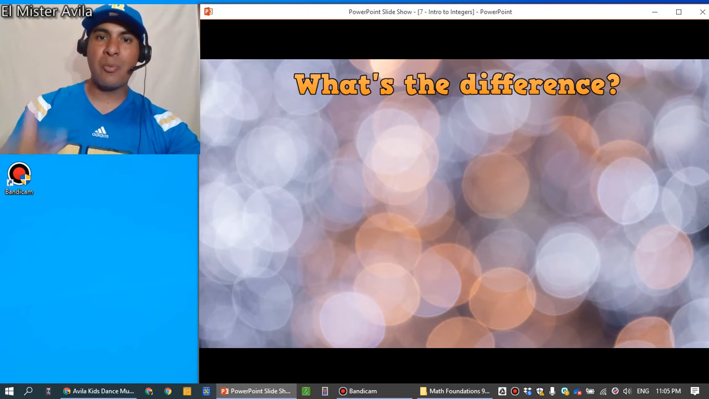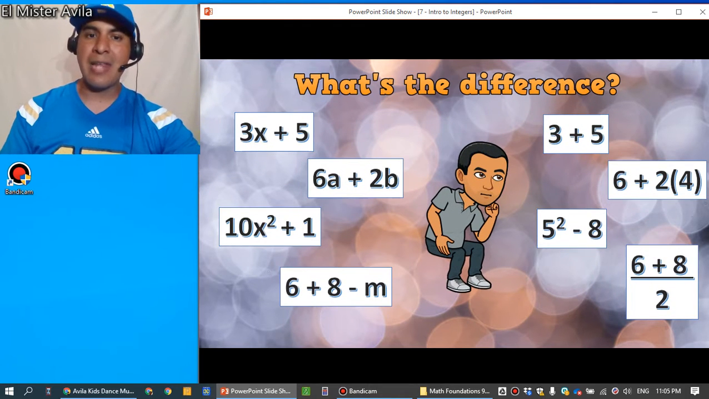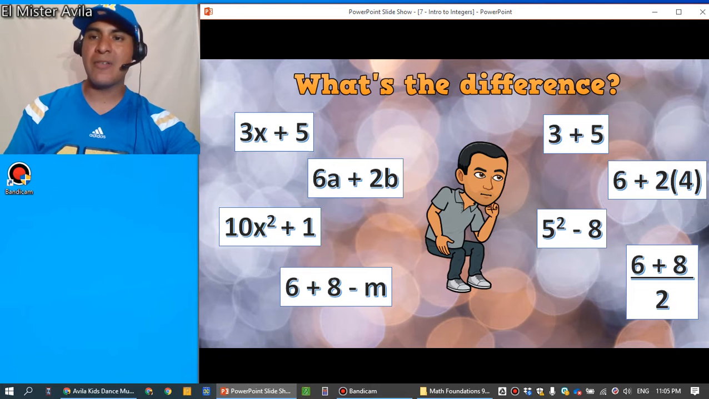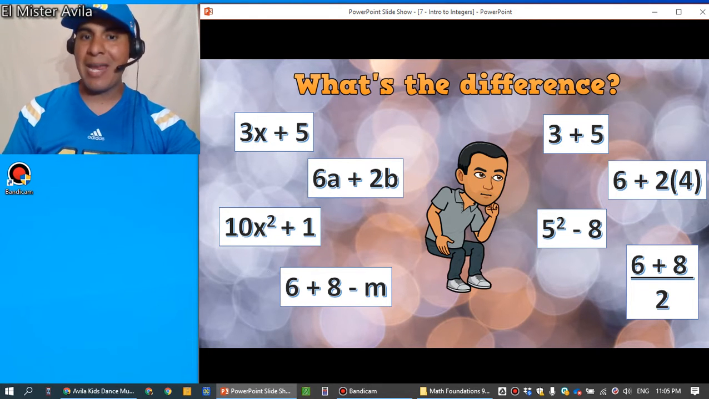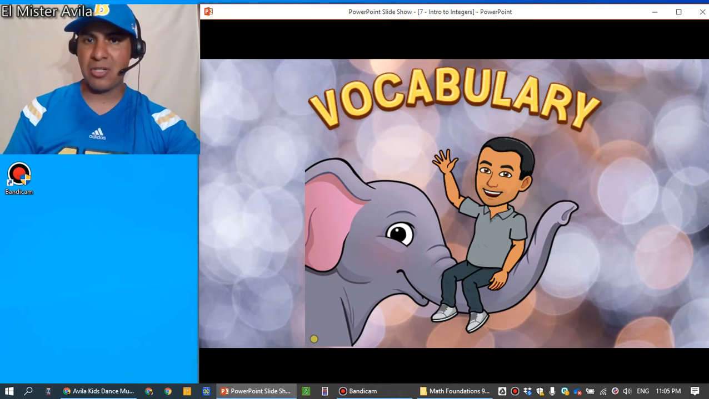Okay, let's do a quick little review. What was the difference between what's on the left and what's on the right? On the left, we have expressions that have variables. On the right, we have expressions that don't have variables. On the left, we have expressions that are called algebraic expressions. And on the right, we have expressions that are called numeric expressions.